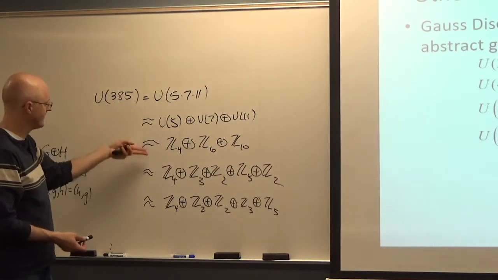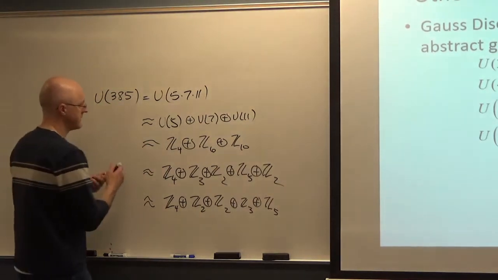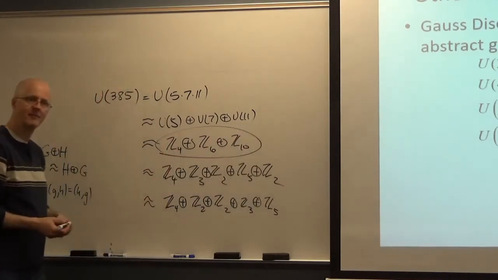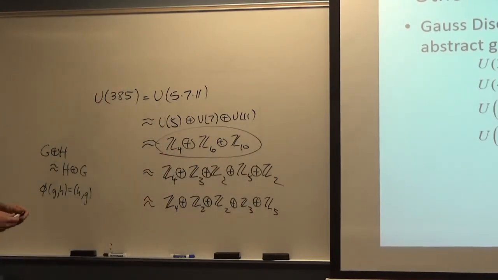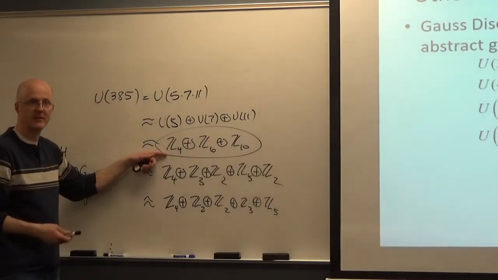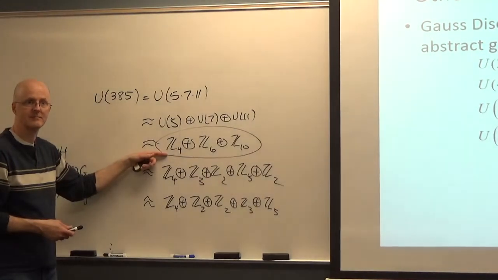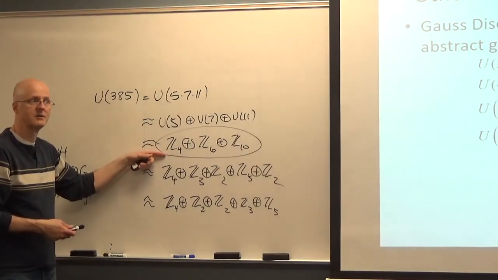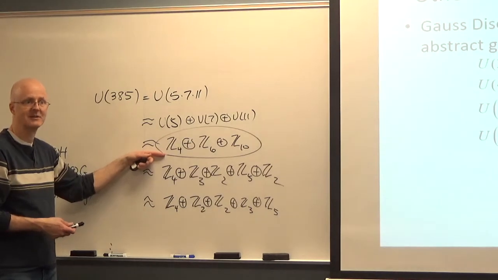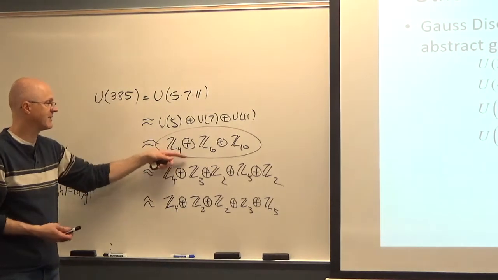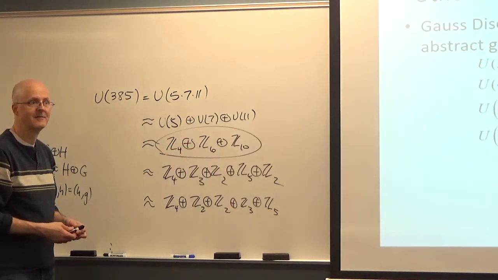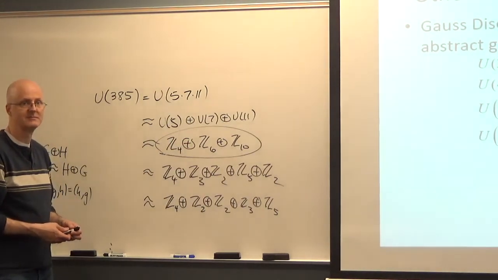Not cyclic. It's isomorphic to any of these. This is probably the simplest form. And using this, you could figure out the number of elements of various orders. That would be the most useful representation to have to figure out the number of elements of various orders. It would be kind of a pain because you got 3 factors here. But it's doable.